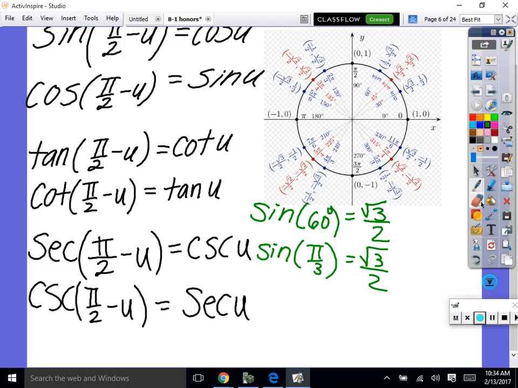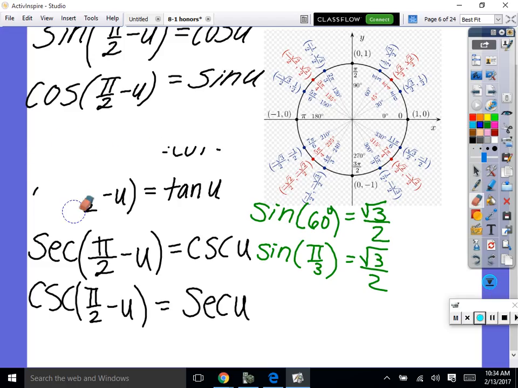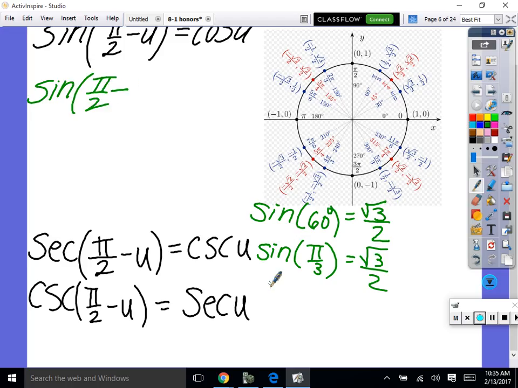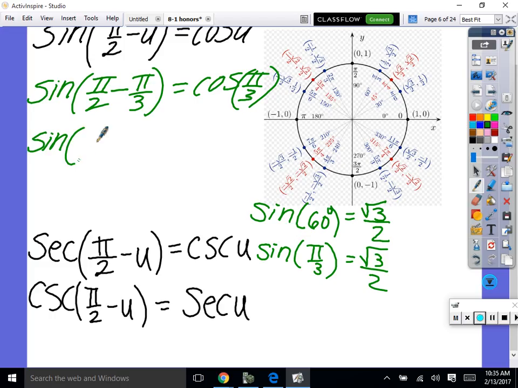Can I erase some of this to give myself some room to write? Okay. We're told that sine of pi over 2 minus u equals cosine of u. So let's look at sine of pi halves minus pi thirds. I'm just randomly picking one. That equals cosine of pi thirds. Let's see if that's a true statement. What is pi halves minus pi thirds? Yep, so sine of pi sixths will equal the cosine of pi thirds.